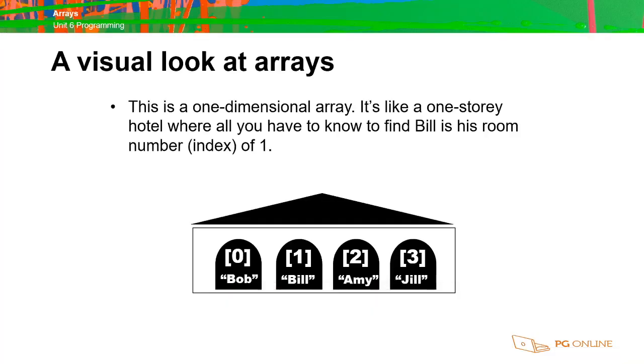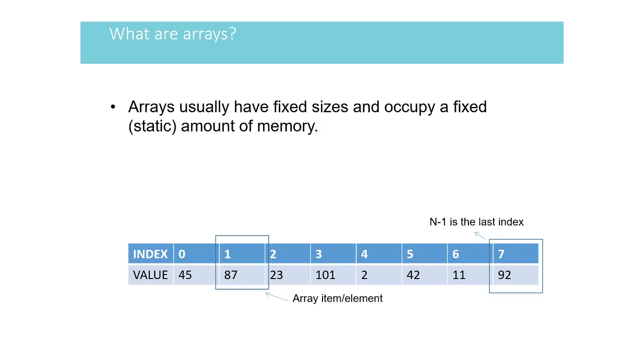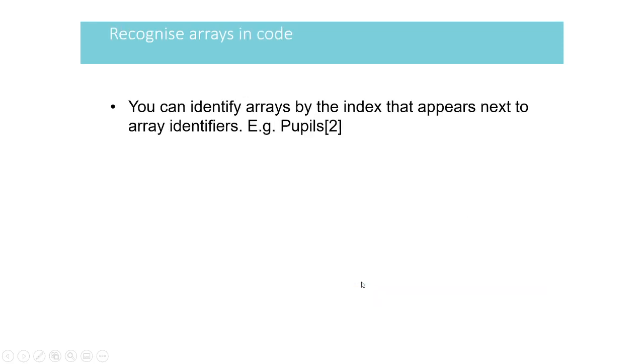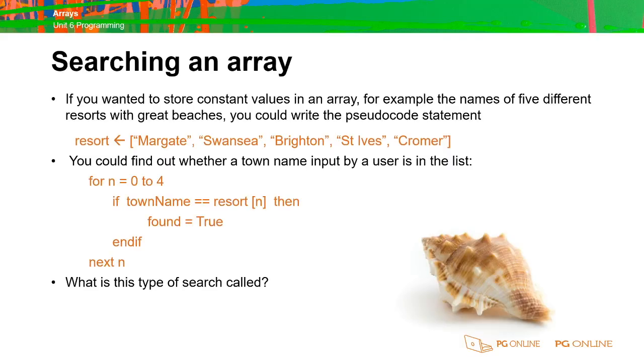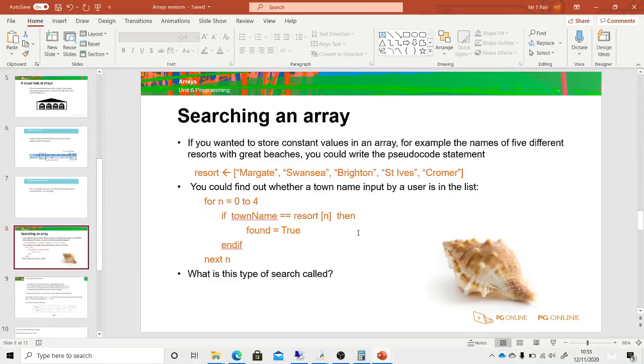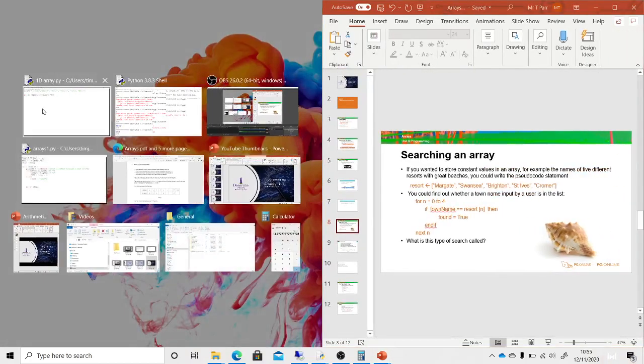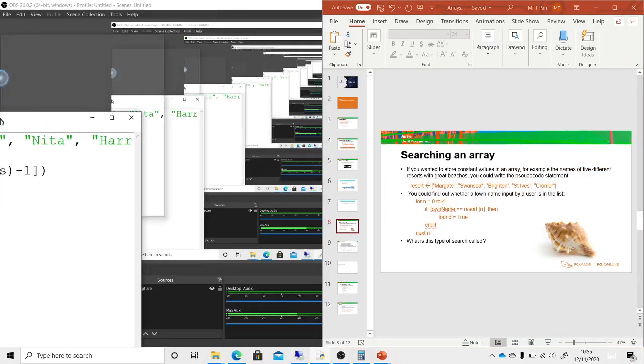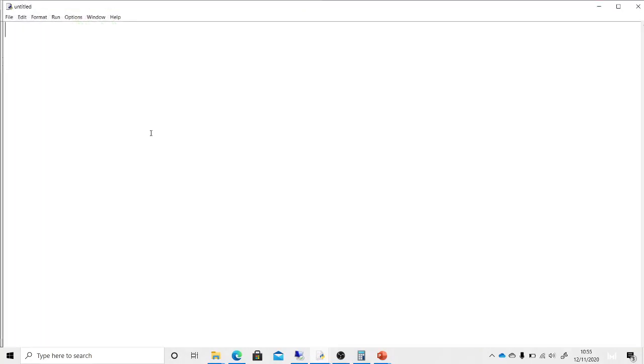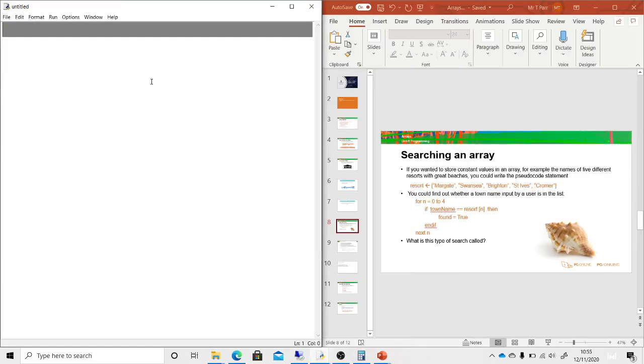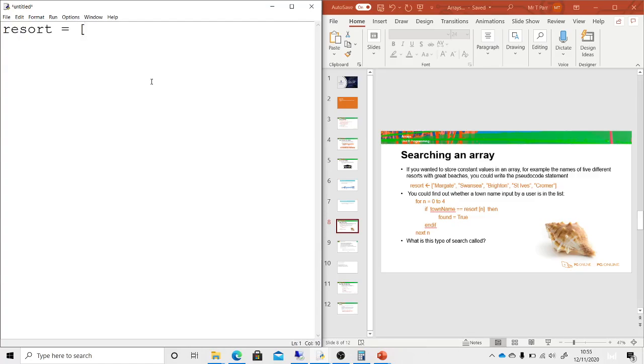Let's go back to our presentation. So you can see there, n being the length, n minus 1 is the last index. We just talked through that. You can identify elements in arrays by the index, as we've just done. We can also search through an array. We can actually search through a list or an array. Tell you what, let's do this in Python. Let's do a new one. So let's have resort. Now here we've got Margate.